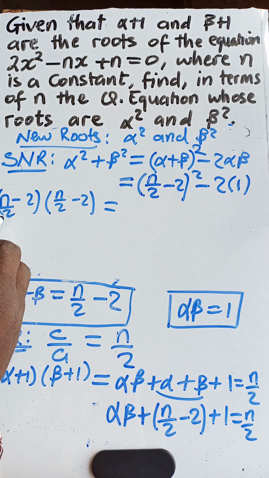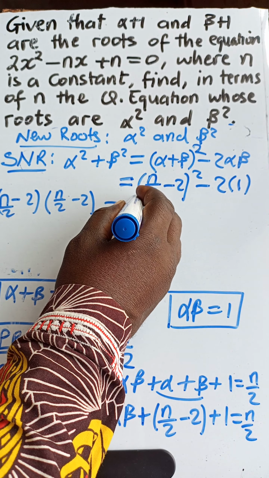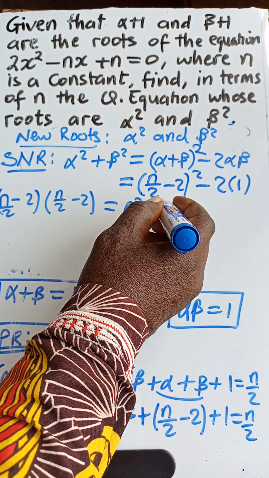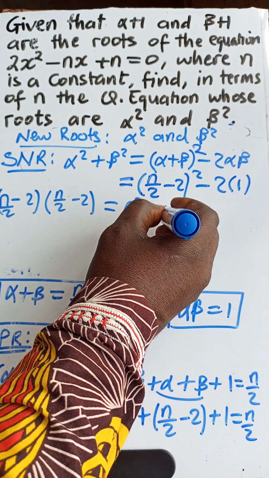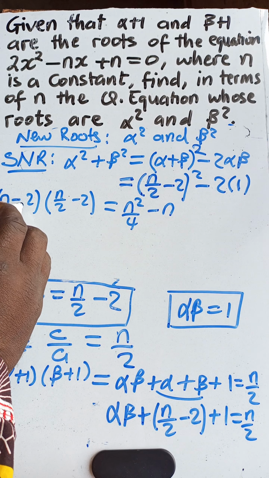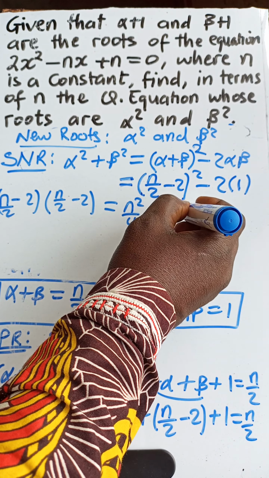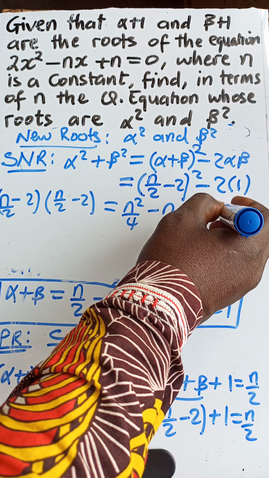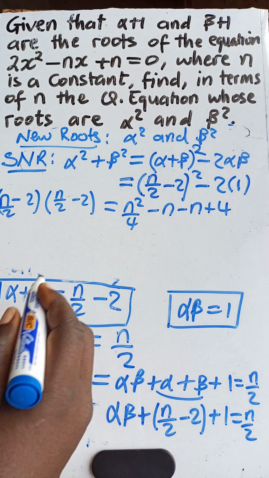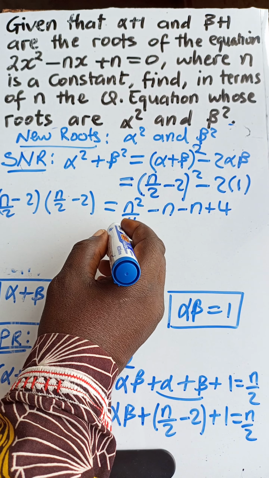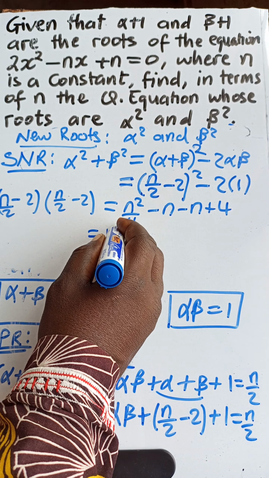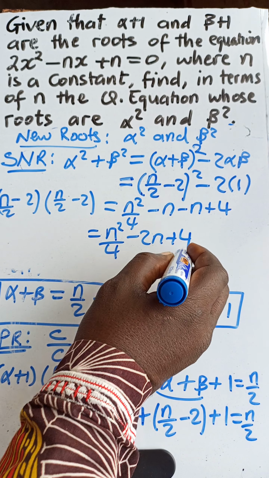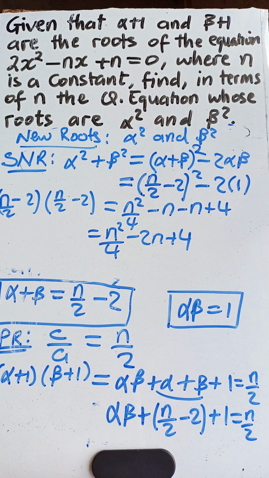All right? N all over 2 multiplied to n all over 2 is n squared all over 4. N all over 2 multiplied to negative 2 is going to give us negative n. Negative 2 multiplied to n all over 2 is going to give us negative n. And then negative 2 multiplied to negative 2 is going to give us plus 4. So that we have n squared all over 4 minus 2n plus 4. Okay?